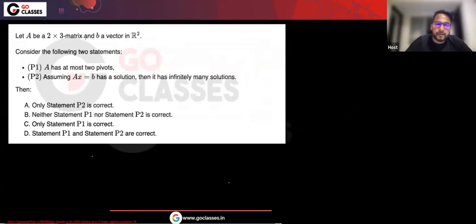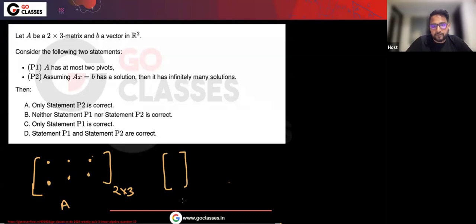In this question, they are saying that A is a 2 cross 3 matrix and v is a vector in R2. 2 cross 3 means 2 rows and 3 columns, right? Like this. So A is the matrix which is 2 cross 3, 2 rows and 3 columns, and v is a vector in R2, which means two components, right?